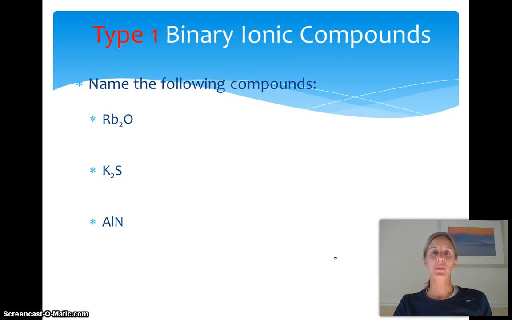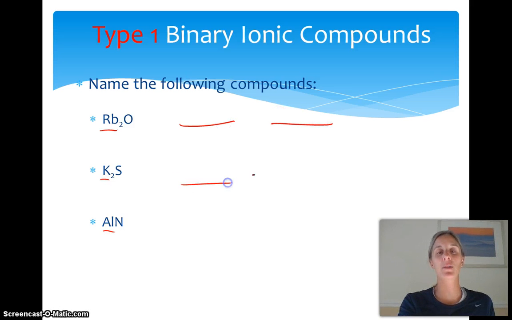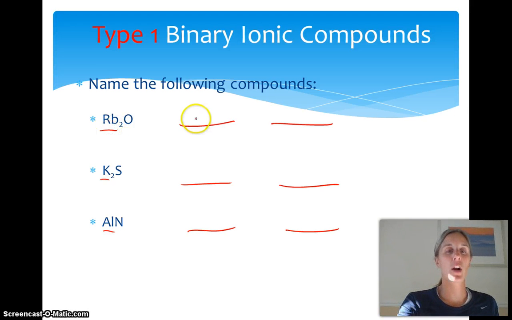So if we look at these examples, all these things are type 1 metals. The metal will always come first in the name, and it will always come first in the compound. So Rb comes from group 1, K comes from group 1, and aluminum comes from group 3. That's how we know they're all type 1 binary ionic compounds. And they're all going to have a first name and a last name. So I like to put the lines so it reminds me that I have to give them a first name and a last name. The first name, we're just going to copy the name of the metal. So Rb is going to be rubidium. K is going to be potassium.